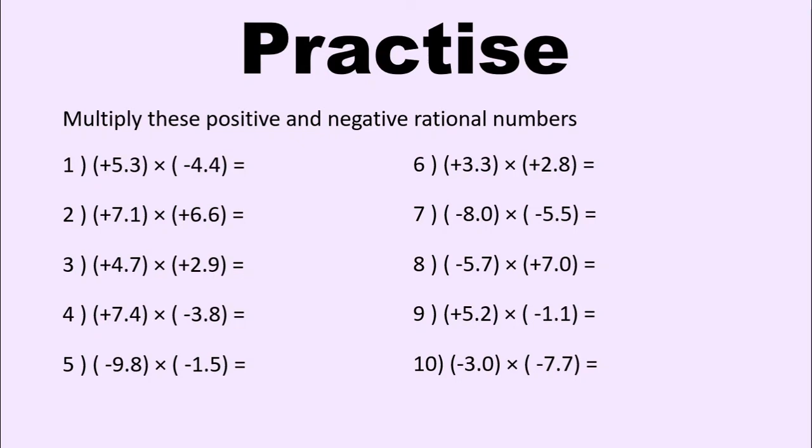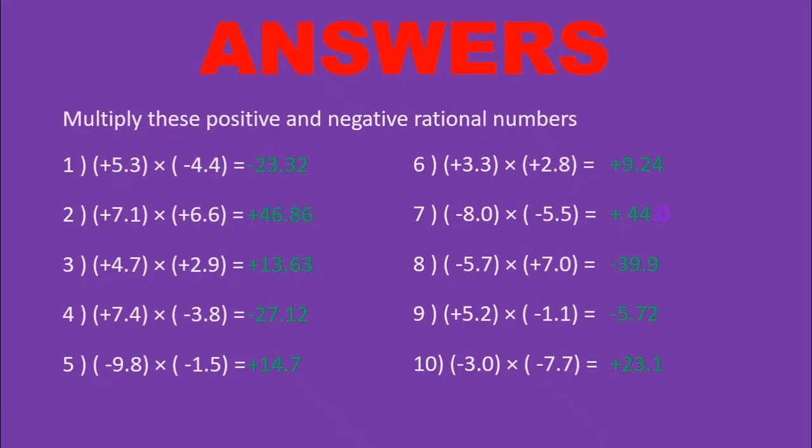I hope you've had a chance to hit pause because here come your answers. Notice for question 7, I've put positive 44.0. You do not need to put the trailing zeros after the decimal point.